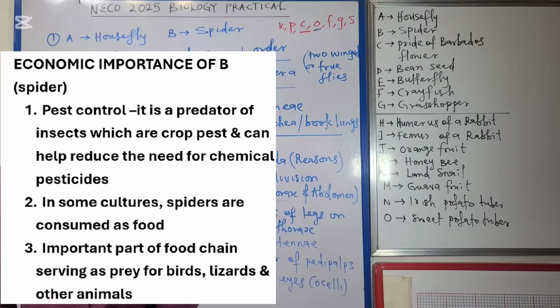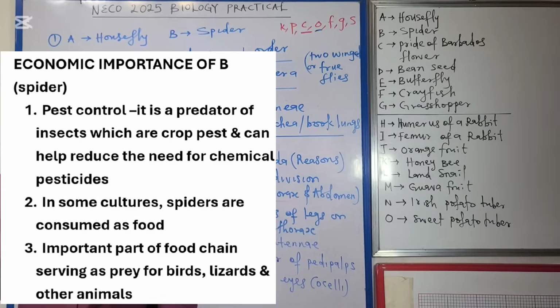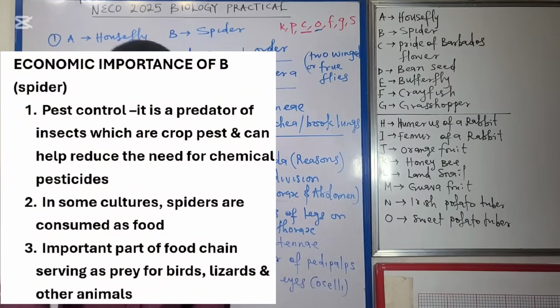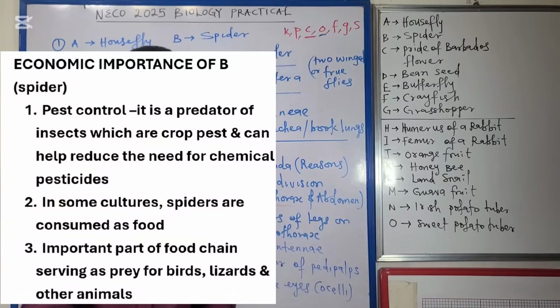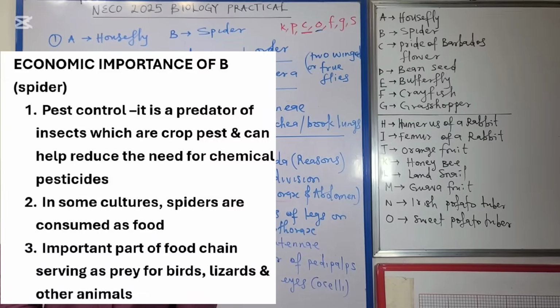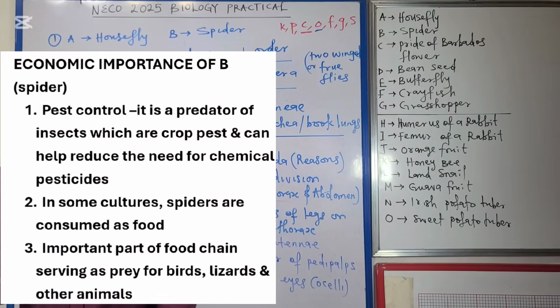Also, in some cultures, spiders are consumed as food. So spider is a form of food in some cultures. Also, number 3, as you can see on your screen, it is an important part of the food chains. It serves as prey for some animals. For example, birds feed on spiders. Lizard also feeds on spiders and other animals. So that is completing the food chain, where the spider, when it feeds on insect, is a consumer, but the spider is also serving as a prey for other animals like birds, lizards, and the likes.